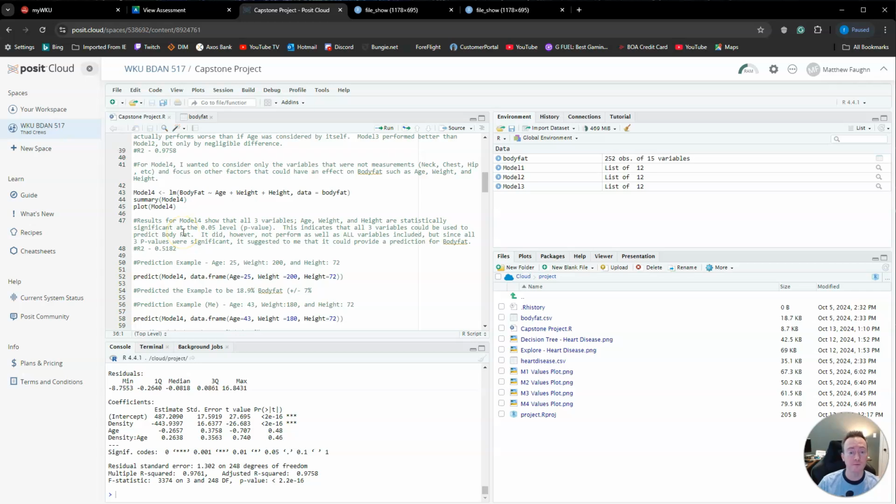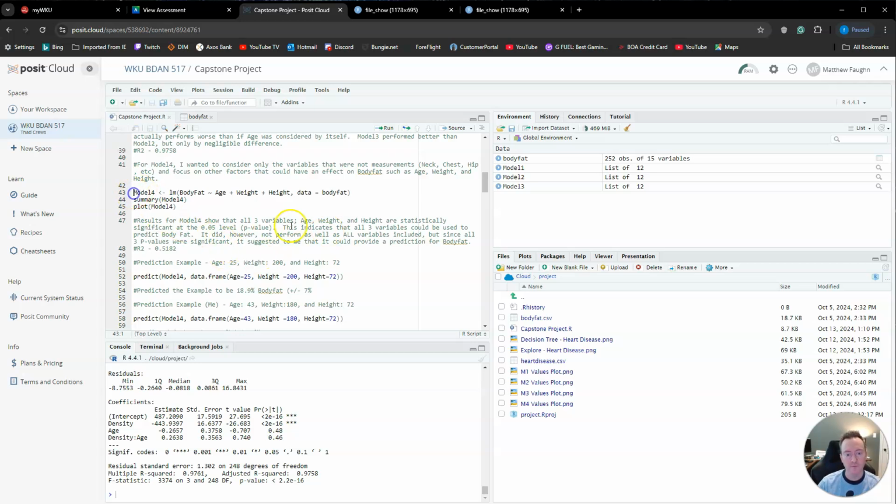So for model 4, I wanted to consider only variables that were not measurements. Measurements such as neck, chest, hip, etc. All those taking those out and just focusing on the X variables that could have an effect on body fat, such as, can we predict it just based on age, weight, and height? Does that give us an accurate picture of body fat?